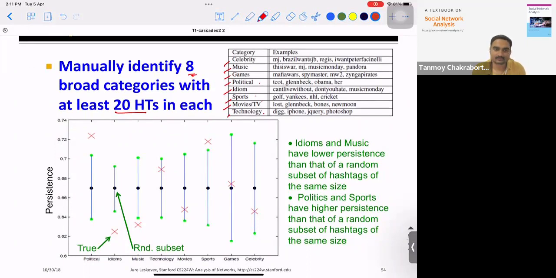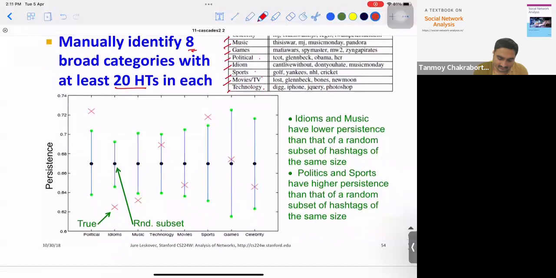From the exposure curve, let's first look at the persistence. In this particular plot, the x-axis indicates different events: political, idiom, music, etc. Let's look at the first event, which is political. And what is the y-axis? The y-axis is the persistence value. Persistence is again the ratio of the area under the curve and the area of the rectangle. The higher the ratio, the higher the chance that that particular event has remained persistent after a long time.